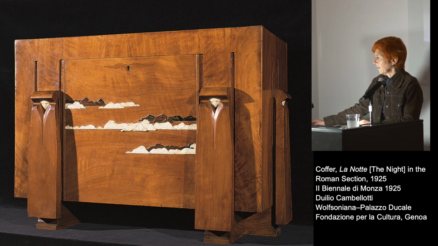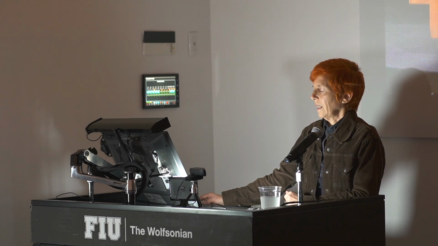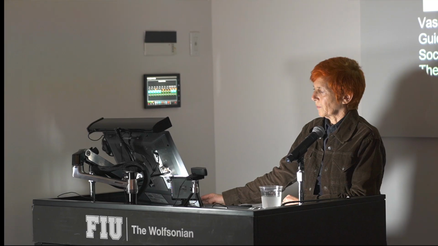These two figures are two women peasants, and they are like caryatids, and in the background it's this kind of mysterious landscape that looks like clouds, but actually they are the sheep of the shepherds. And this is the image of the piece in Monza at the 1923 exhibition.